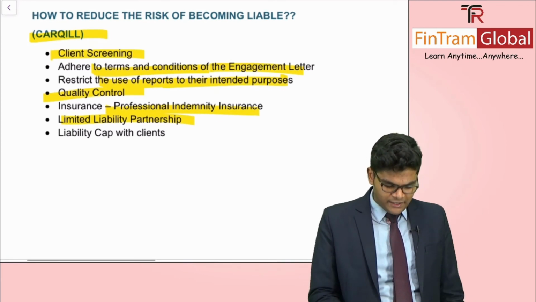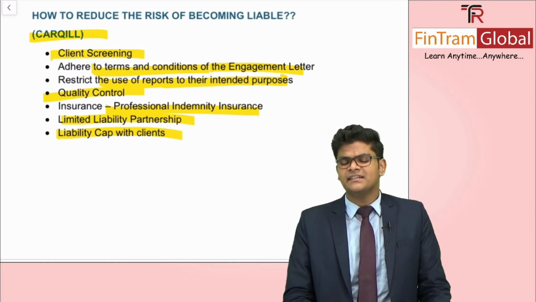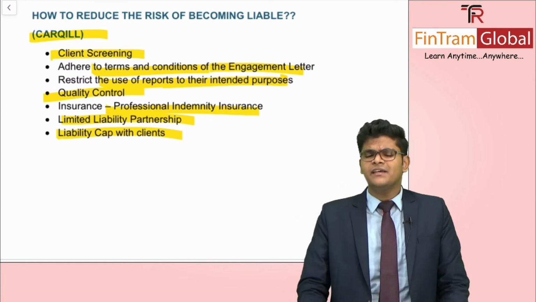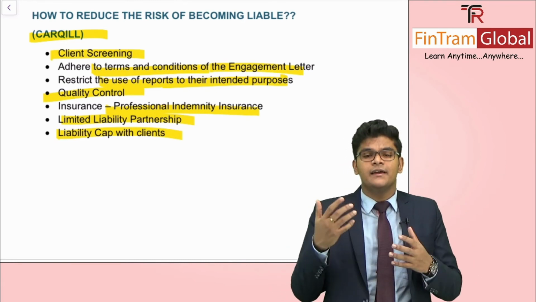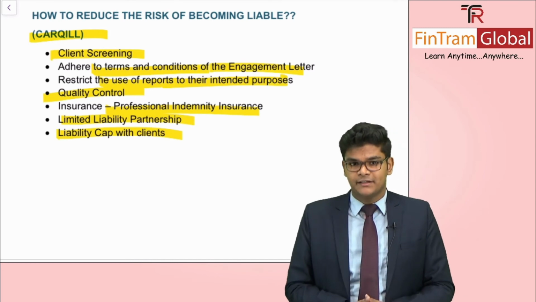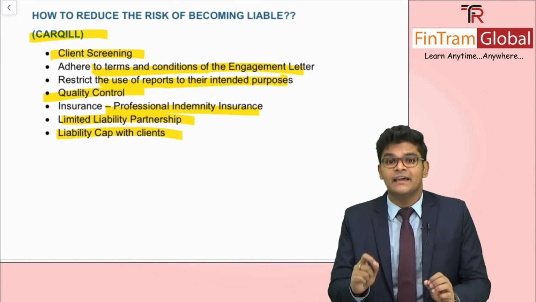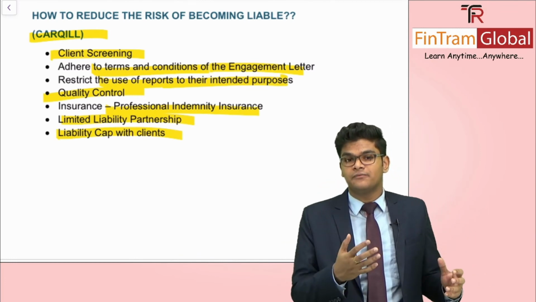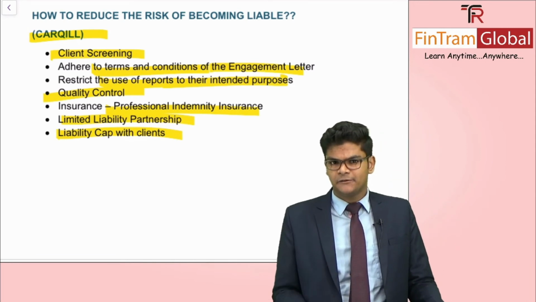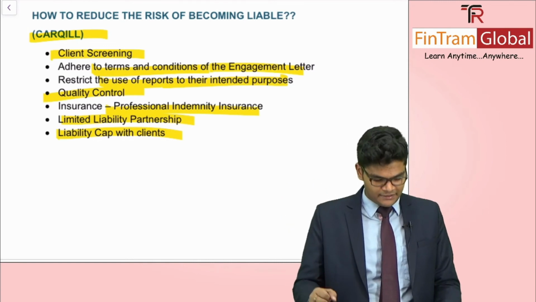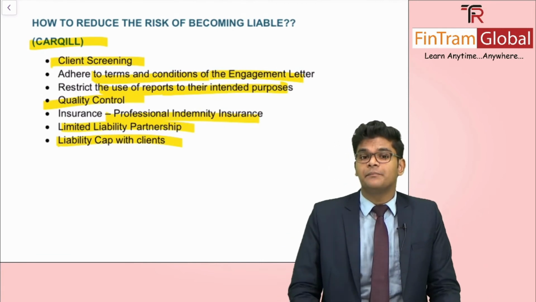Moving on, finally we have liability cap with the clients. So what is liability cap all about? Well, we're going to limit the level of liability by adding some clauses into the particular audit engagement letter. Okay, folks, so that's basically the idea here. We limit the liability by adding some clauses in relation to the amount of liability that the audit firm would be liable for. That's basically the idea behind liability cap with clients. Just adding some clause into the agreement, as simple as that. So these are some of the methods in which we can reduce the risk of becoming liable, isn't it?